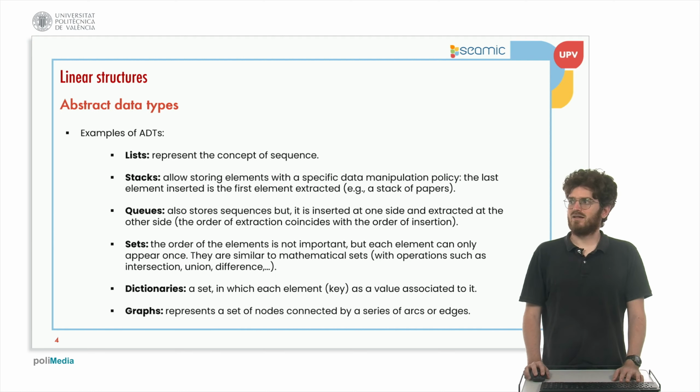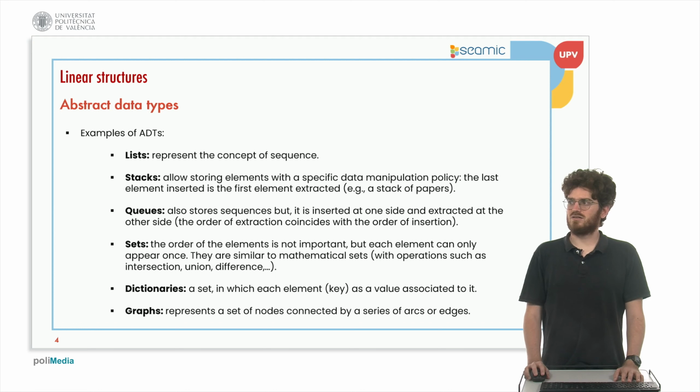Then we have sets in which the element ordering is not important. So, for example, a mathematical set in which you have a set of numbers or a set of people waiting to be sorted. And we can perform operations such as the intersection, the union, the difference, or just get a random element from the set. These sets are different from lists, stacks, and queues in that they do not allow repeated elements and that the ordering is not set in stone. So each iteration, the ordering might be different.